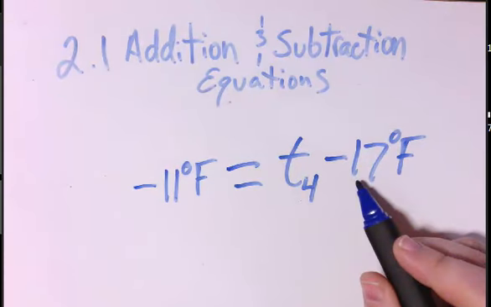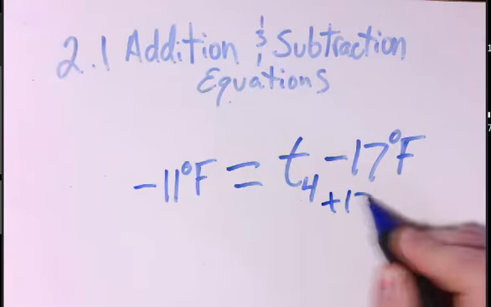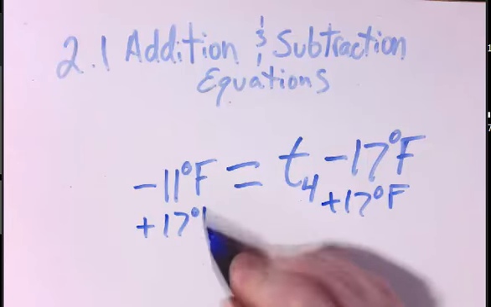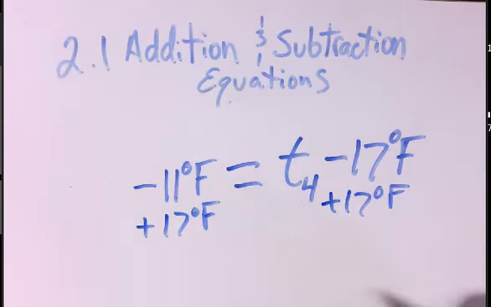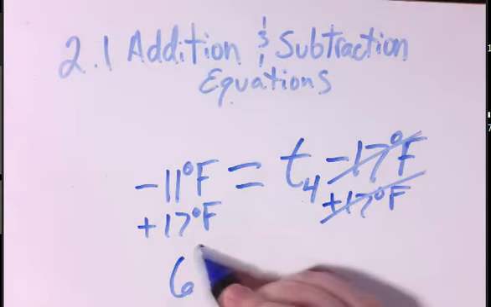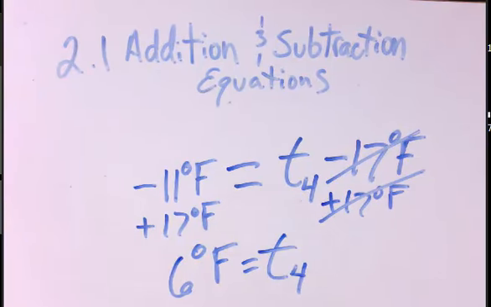So instead of minusing 17, we can add 17 degrees Fahrenheit to both sides. Okay, and then when you add negative 11 and positive 17 together, you get 6 degrees Fahrenheit was the temperature at 4 o'clock.